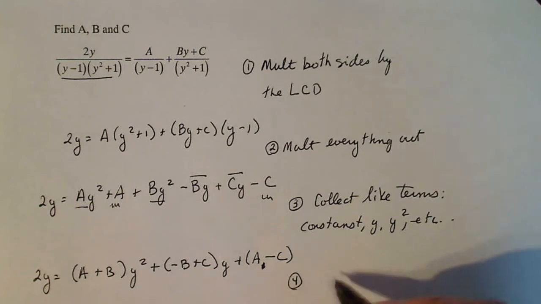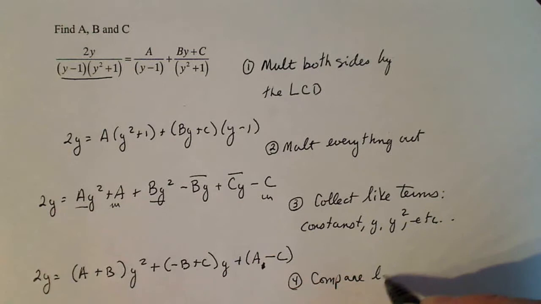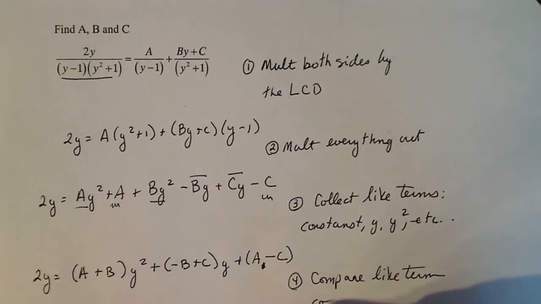The fourth thing we're going to do is compare like term coefficients across the equal sign. So in other words, when I look over on this side, I see a 2y term. So that is a coefficient of y here. So I'm going to compare it with the coefficient of y here. So this forces minus B plus C to equal 2.